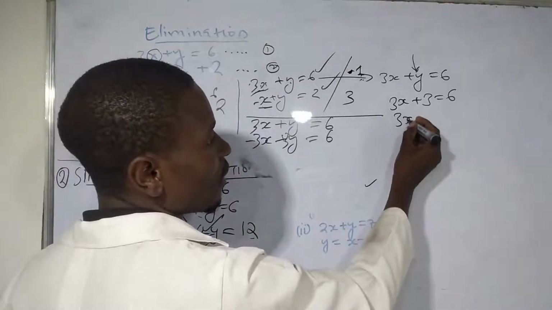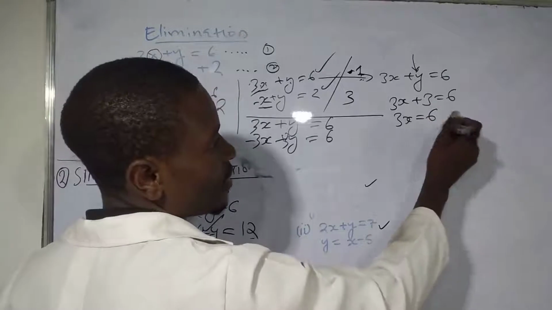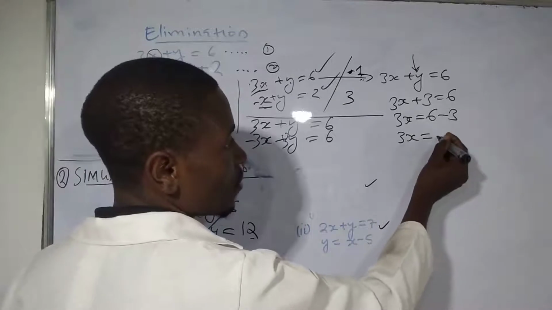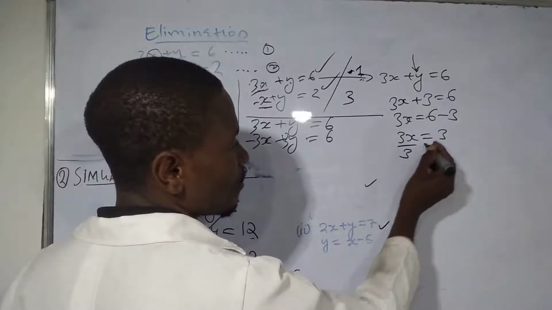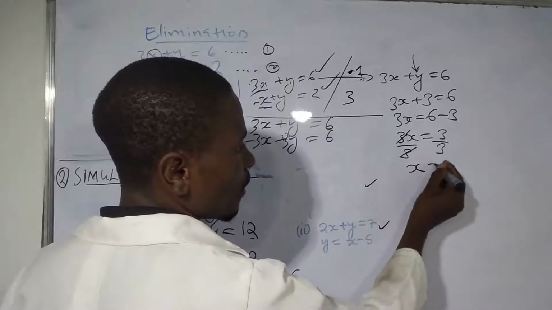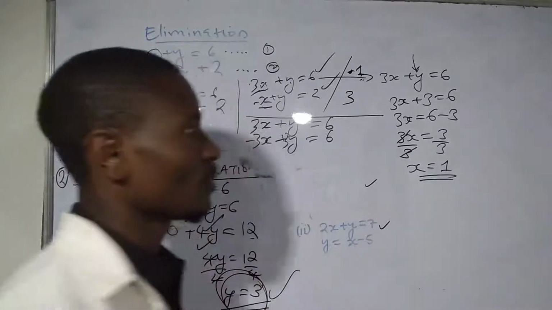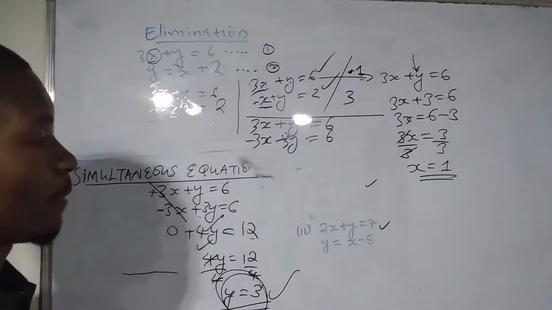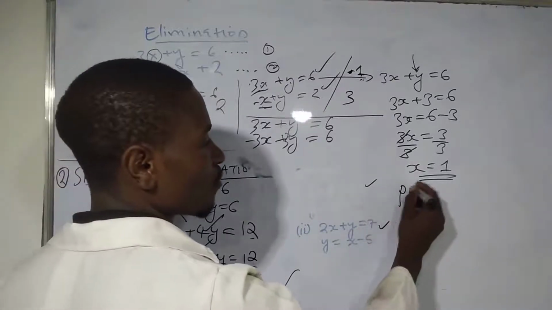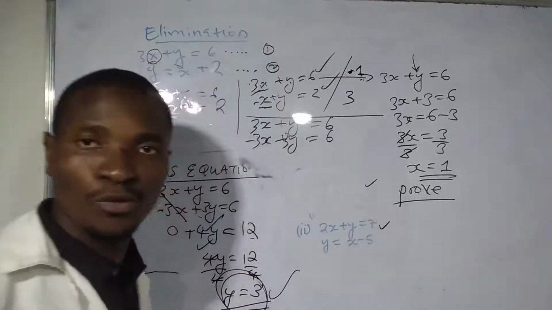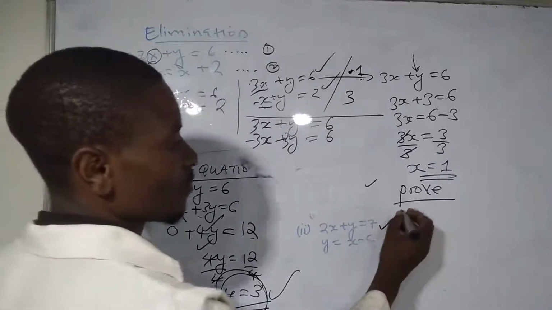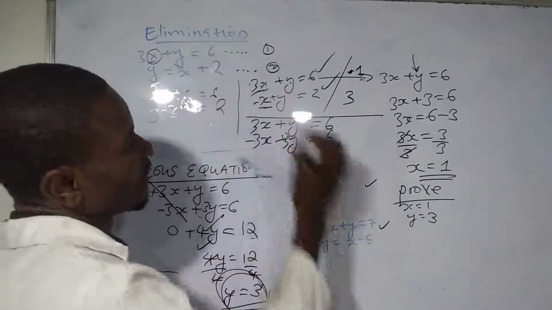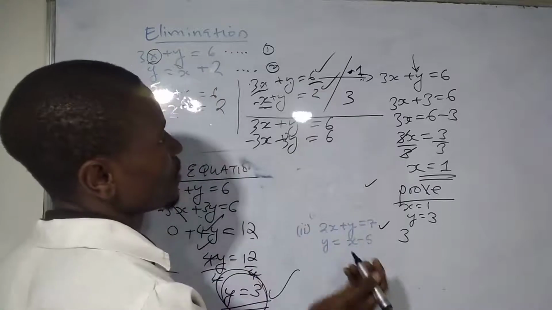So 3x plus 3 equals to 6. This goes to the other side, minus 3. So 3x equals to 6 minus 3, which is 3. So we divide both sides by 3. This is going to be x equals to 1. That is how you solve a simultaneous equation. And then if you want to prove that the answers are correct, you say x equals to 1, y equals to 3. Then I can pick this one and test if this will give me 6.